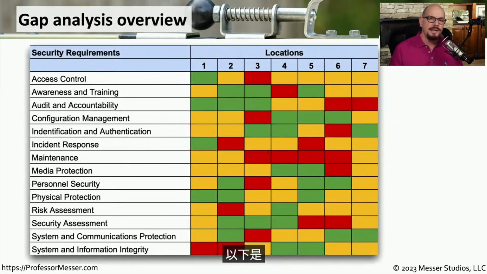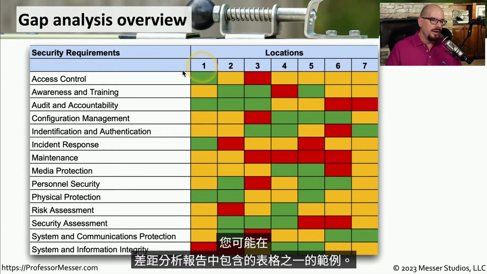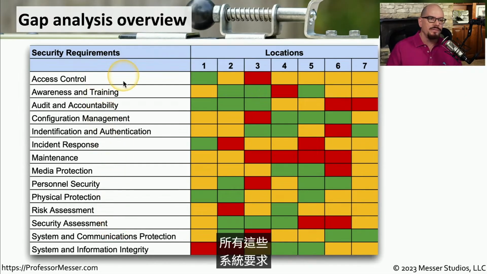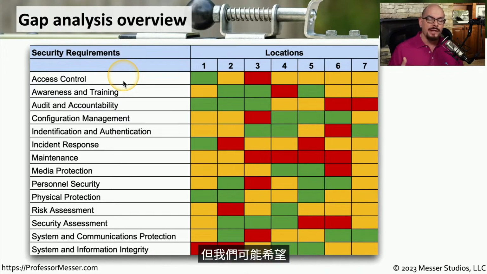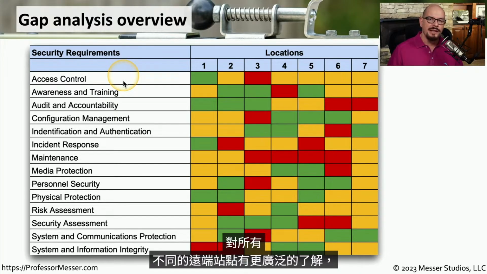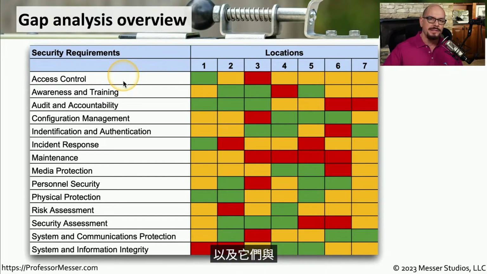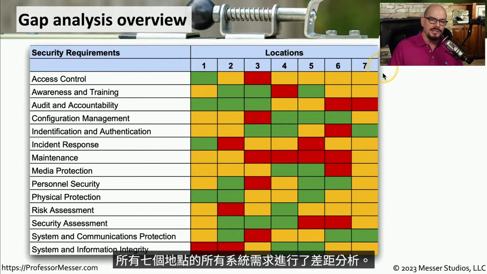Here's an example of one of the tables that you might include in your gap analysis report. On the left side, I have a series of system requirements, and all of those system requirements were broken into smaller pieces in the detailed part of the report. But we might want to get a much broader understanding about all of our different remote sites and how they are compared to the ultimate baseline that we would like to reach. For example, our organization might have 7 different locations, and we've performed a gap analysis across all of these system requirements for all 7 of those locations.